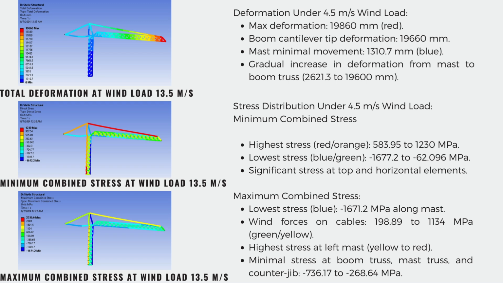The maximum combination stress distribution shows the lowest stress along the mast at negative 1671.2 megapascal, wind force on the cable ranging from 198.89 to 1134 megapascal, and the highest stress at the left mast. The minimum stress is observed at the boom thrust, mast thrust, and the counter jib.